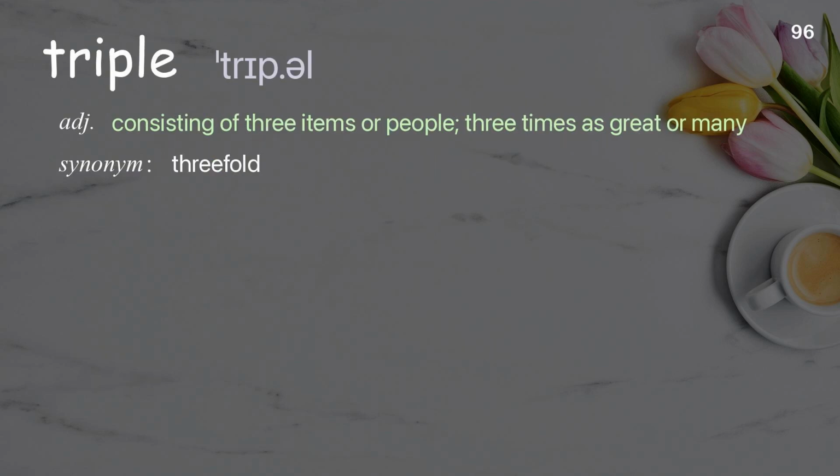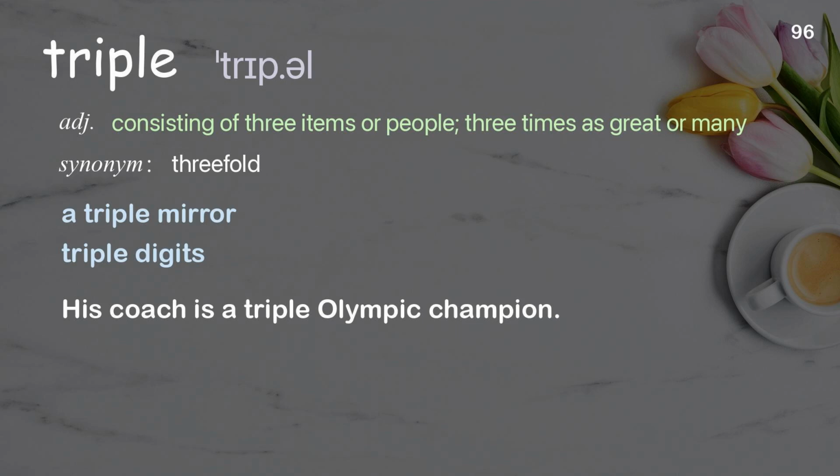Triple: consisting of 3 items or people, 3 times as great or many. Examples: A triple mirror. Triple digits. His coach is a triple Olympic champion.